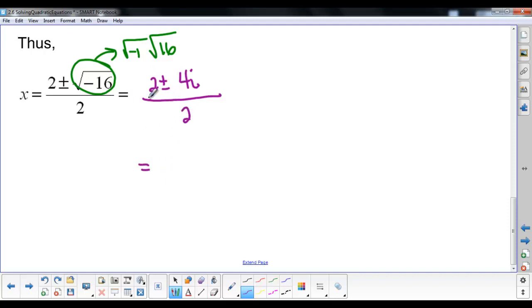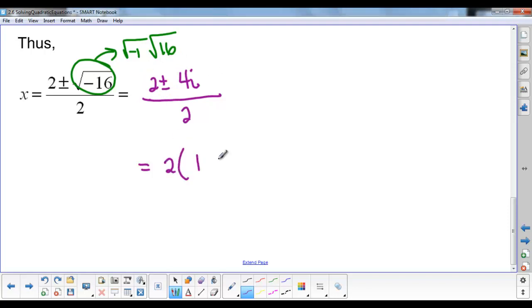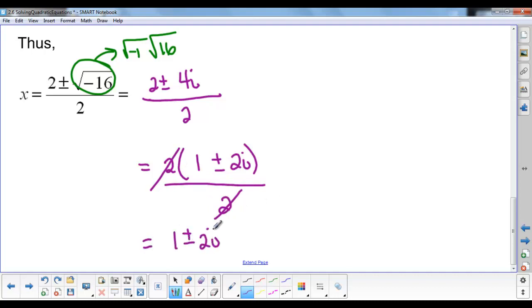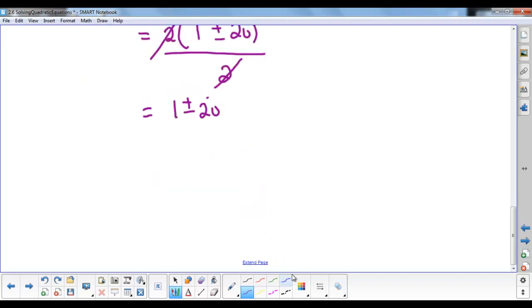So from here, I would see if there's anything common in the numerator, which there is, so I'll factor out a 2, and I'm left with 1 plus or minus 2i all divided by 2. Now that it's factored, now I'm allowed to reduce. So I'll reduce the 2's, and what I'm left with is 1 plus or minus 2i. Again, a complex number with a real part and an imaginary part.